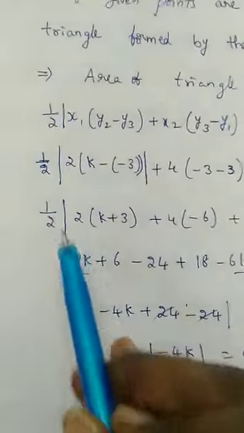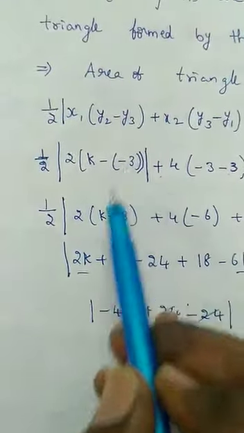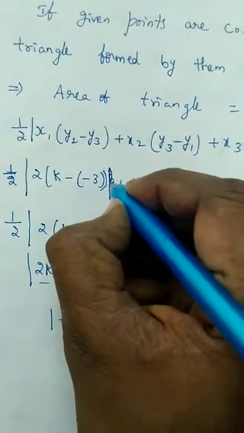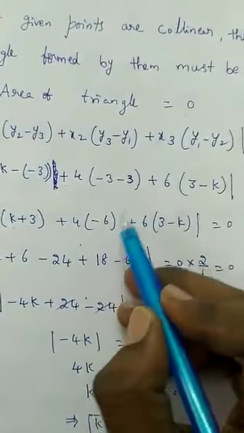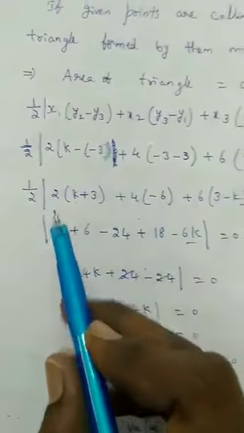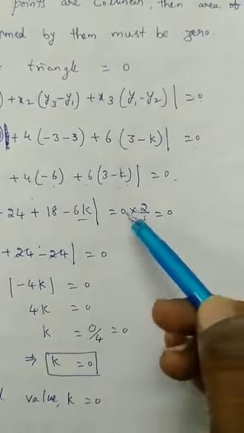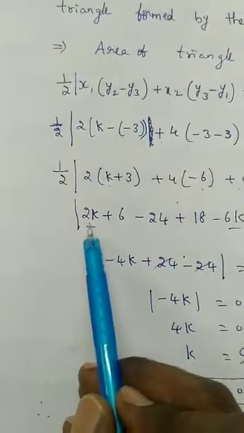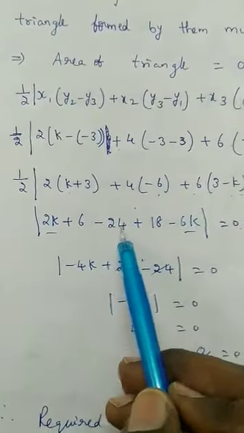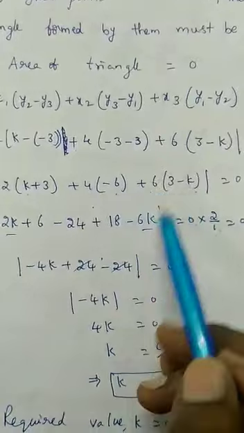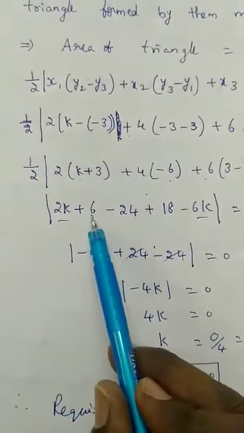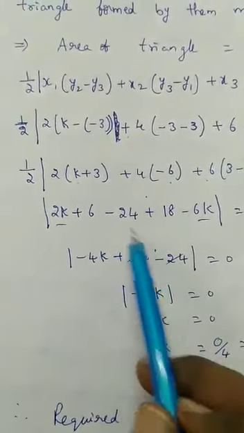That is equal to 0. Clear? Half into 2 into (k minus of minus 3, means k plus 3), plus 4 into minus 6, plus 6 into (3 minus k), as it is, that result is equal to 0. So that 1 by 2 should be transposed to the other side and changed to 2 by 1. 0 into 2 by 1 is equal to 0. Clear? Coming to the LHS, 2 into k is 2k, 2 into 3 is 6, plus 4 into minus 6 is minus 24, plus 6 into 3 is 18, plus 6 into minus k is minus 6k. Plus 2k minus 6k is minus 4k. 6 plus 18 is 24 positive, minus 24, clear.